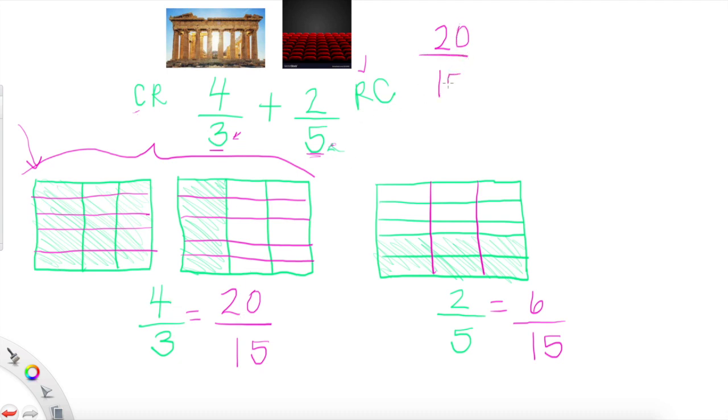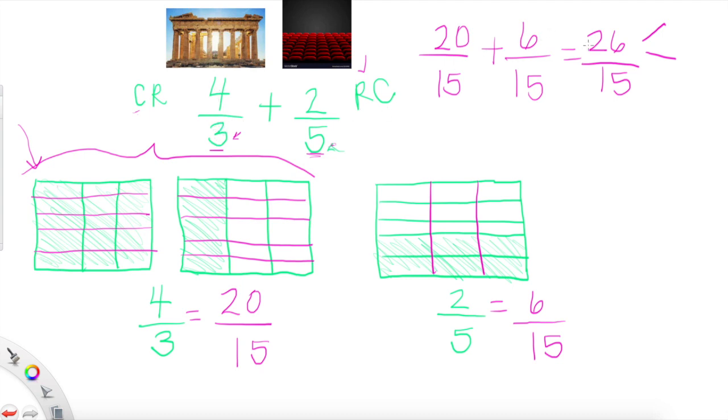Now we can just add because we found that 4/3 is equal to 20/15. I'm going to rewrite my expression up here. And then we've also shown that 2/5 is equal to 6/15. So now we just have to do some quick adding. 20 plus 6 is 26. Our denominator remains the same. It is 15. Red alert, 26/15 is an improper fraction. That shouldn't surprise us because we started with an improper fraction.